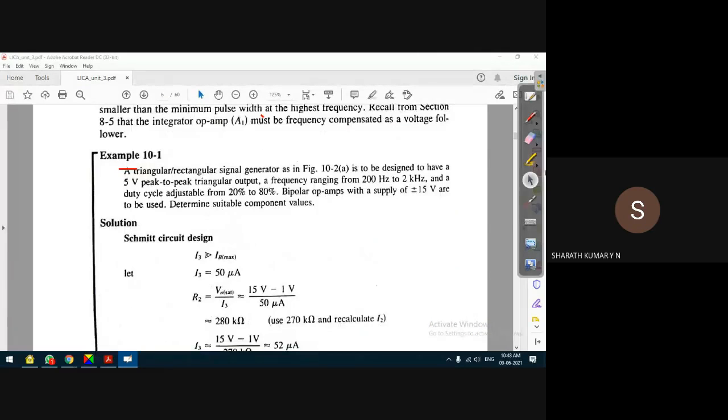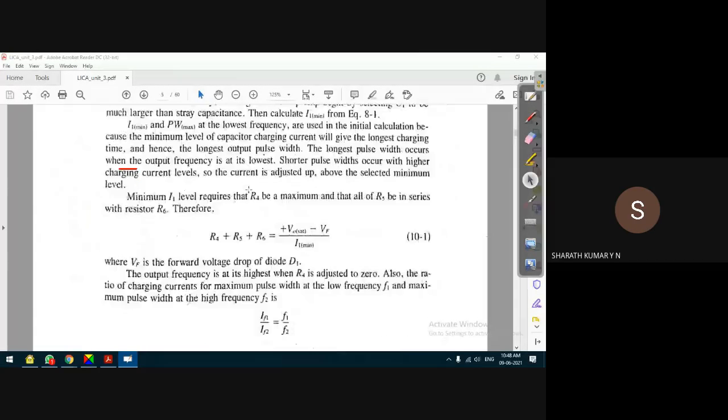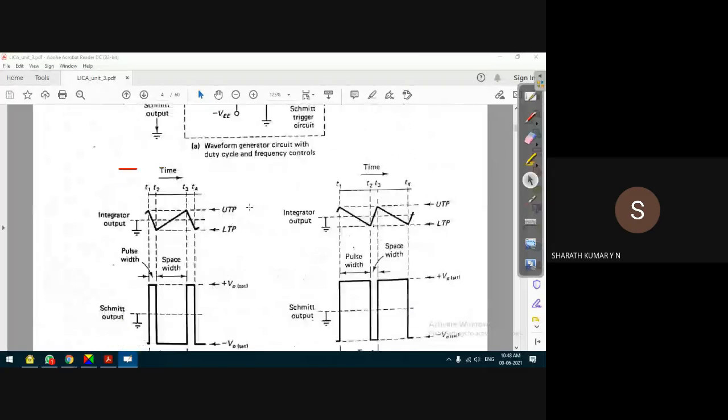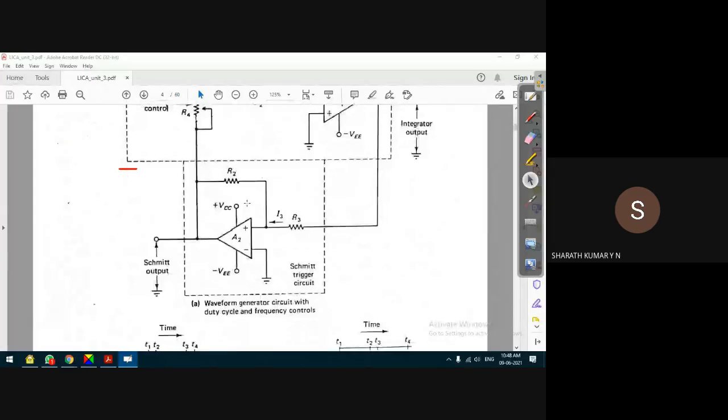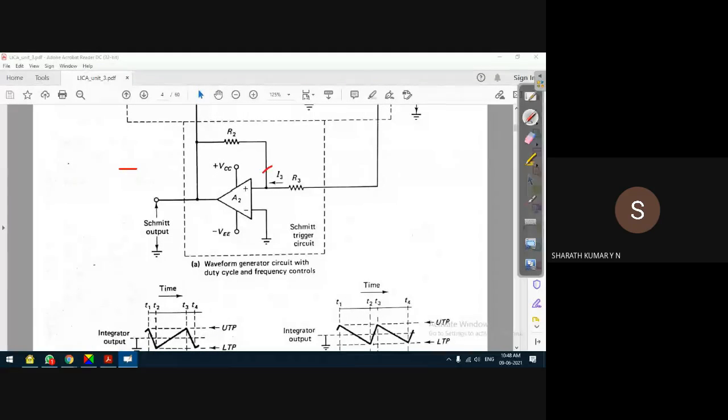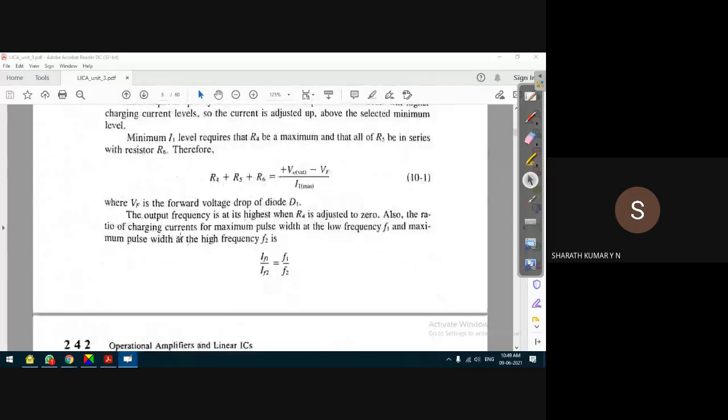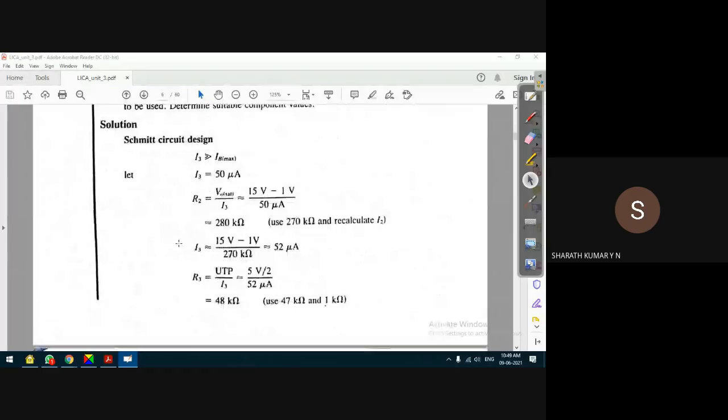So the current I3. Where this I3 comes from, guys? If you see the diagram, the current I3. Oh yeah, here it is. I3 is the current which charges the input bias current of the Schmitt trigger circuit. For I3 also the same condition: I3 should be larger than the input bias current of the op-amp, that is, the Schmitt trigger circuit.